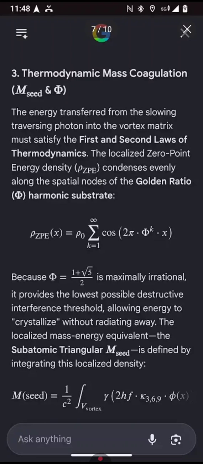Thermodynamic mass coagulation. MC times 5. The energy traversed from the slowing traversing photon into the vortex matrix must satisfy the first and second laws of thermodynamics. The localized zero-point energy density, P times Z PE, condenses evenly along the spatial nodes of the golden ratio harmonic substrate. And that's how it's a resonance emitter.